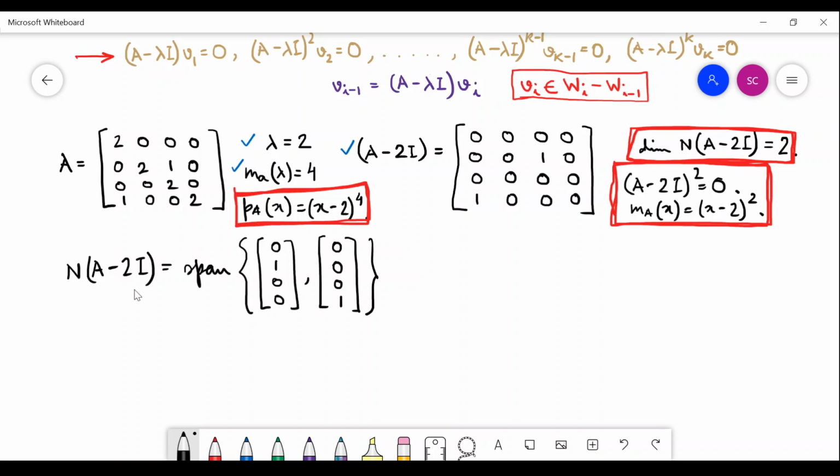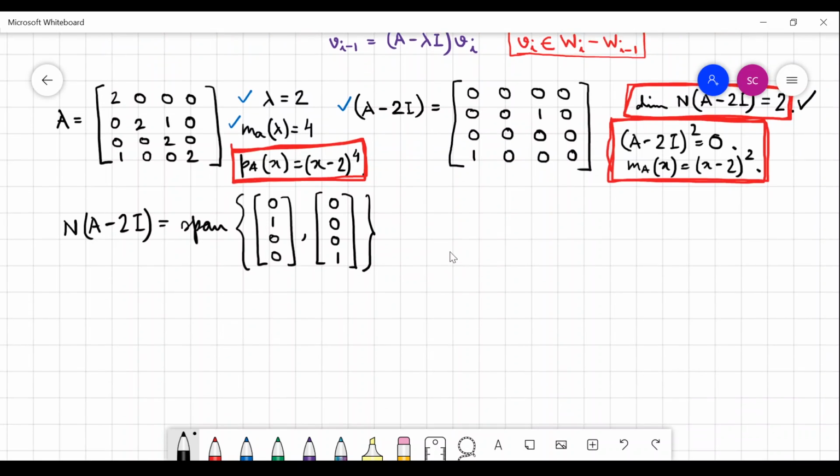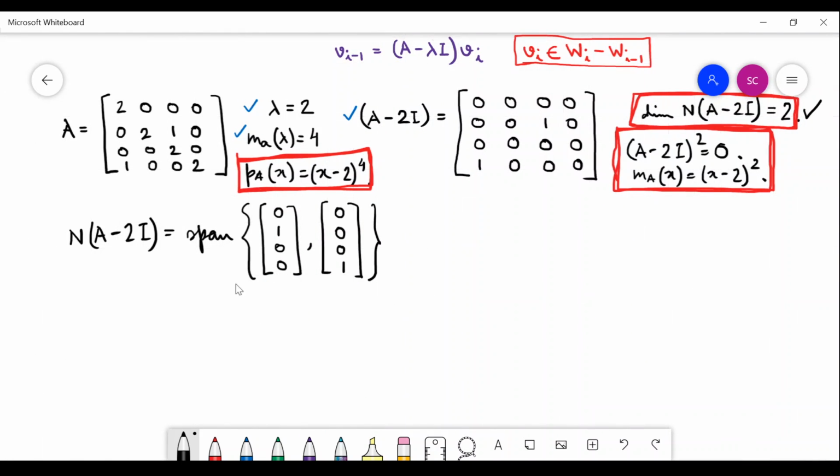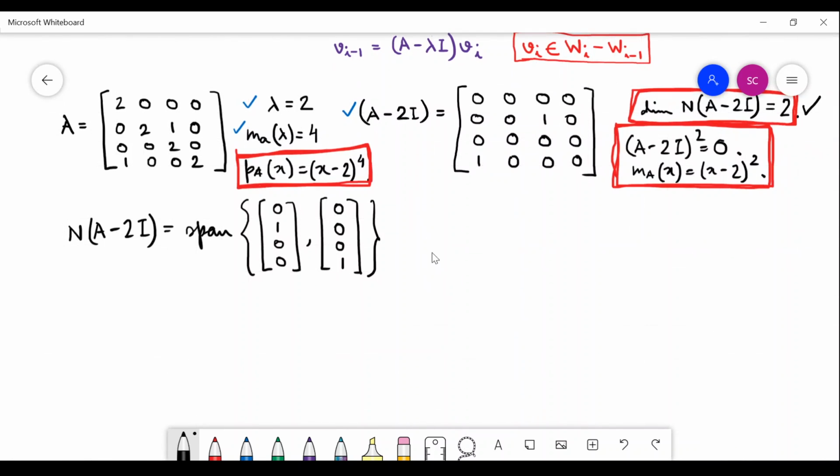So the null space of A minus 2I is found out. This actually gives me the dimension. We know that the dimension is 2, so we don't need to find this out separately. So now we are in a confusion: what is the size of the Jordan block? That is one question that is remaining. But you understand that at least two Jordan blocks are there. So either the combination would be 2 plus 2 or 3 plus 1.